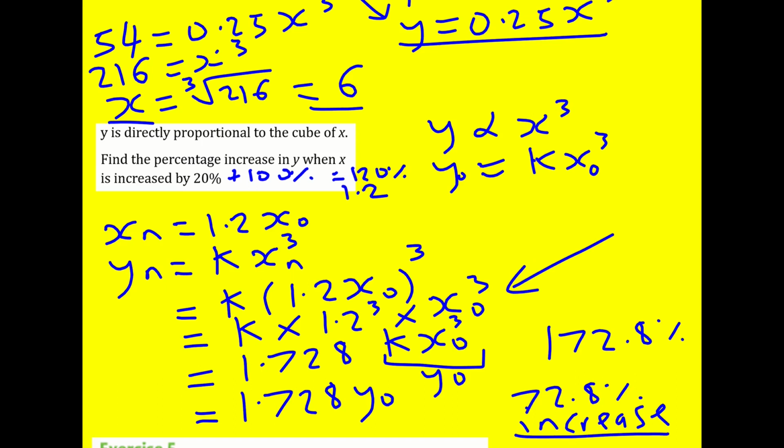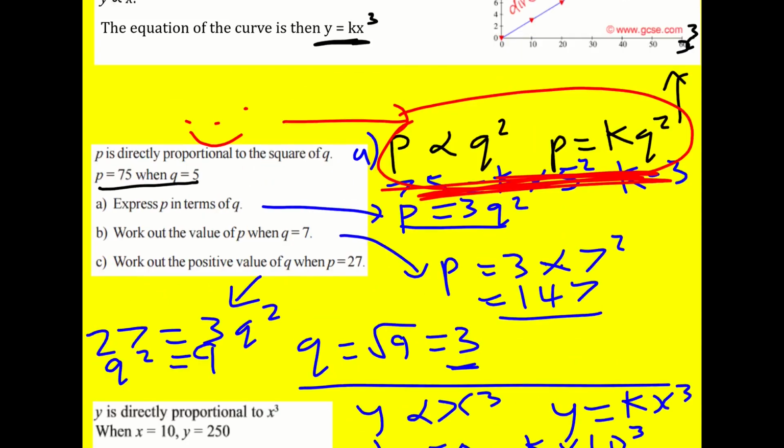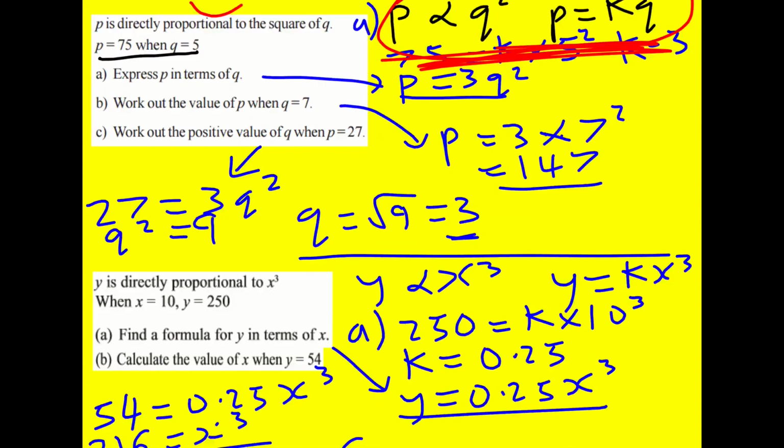At the end of the day, all I've done is cube 1.2 and then converted it back to a percentage increase. But I think it's important to understand these steps and see how it links together, because that's where the understanding comes from. But yeah, that's how you do it. So these are some questions on direct proportion, and now I want you to practice some yourself.